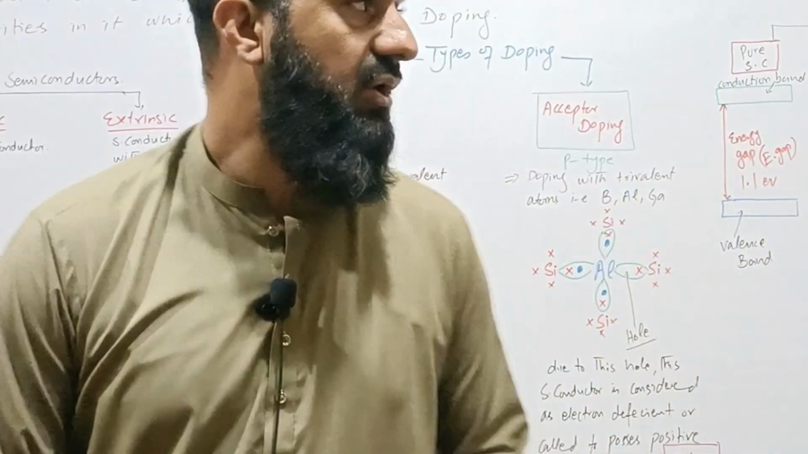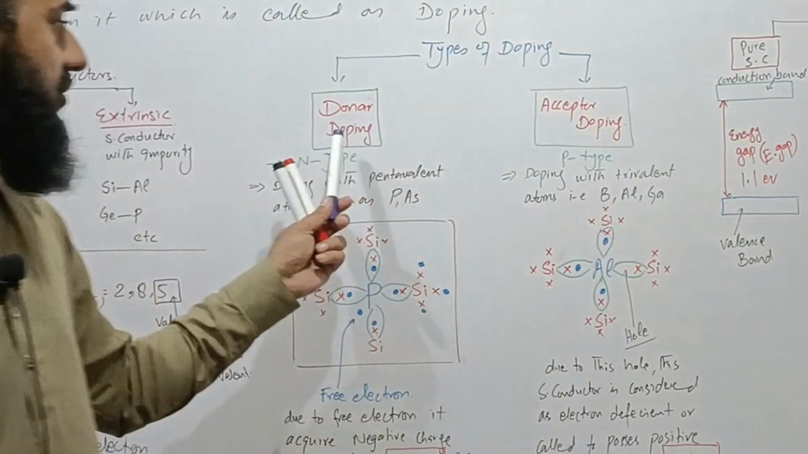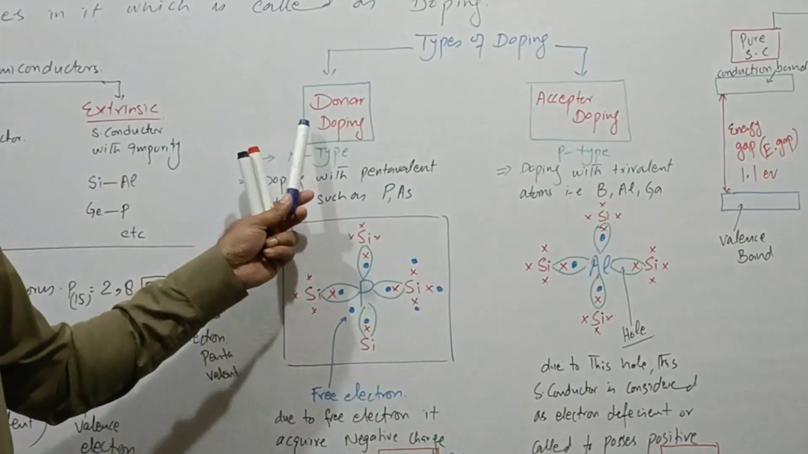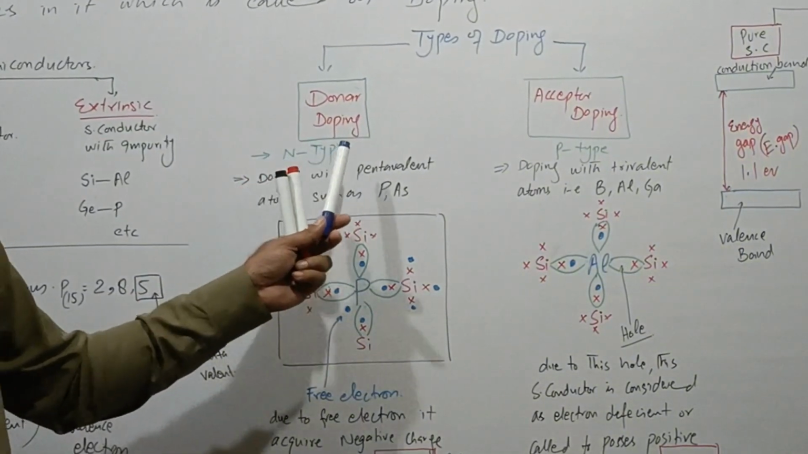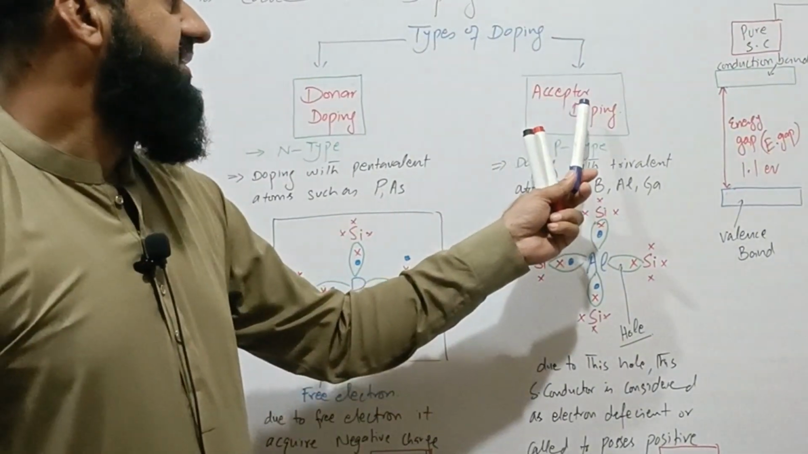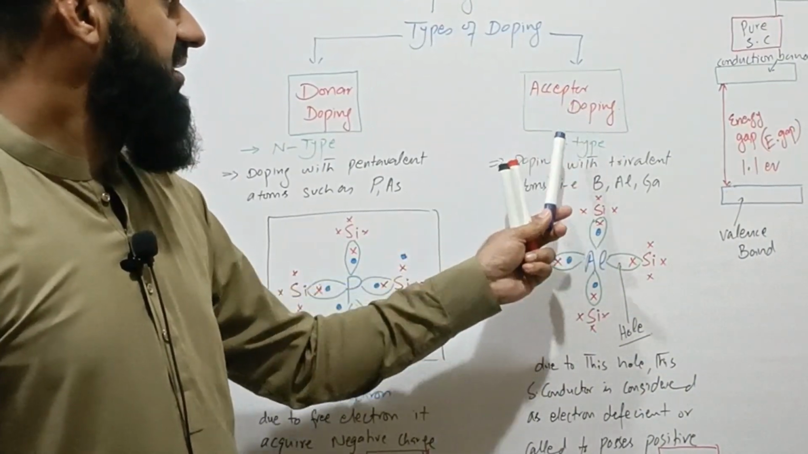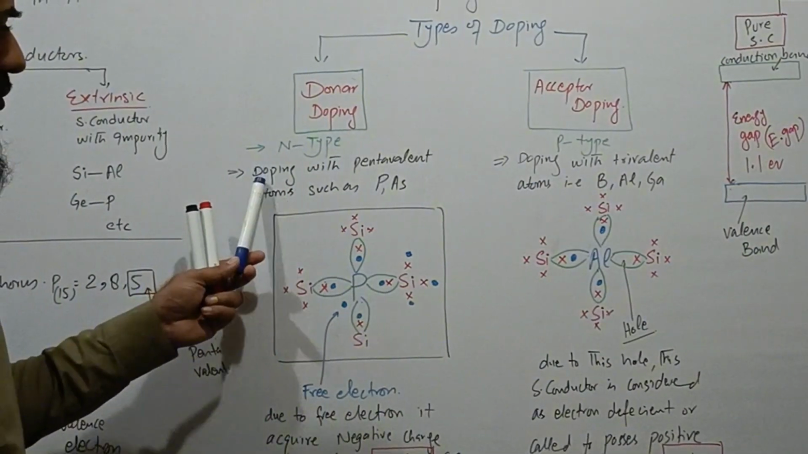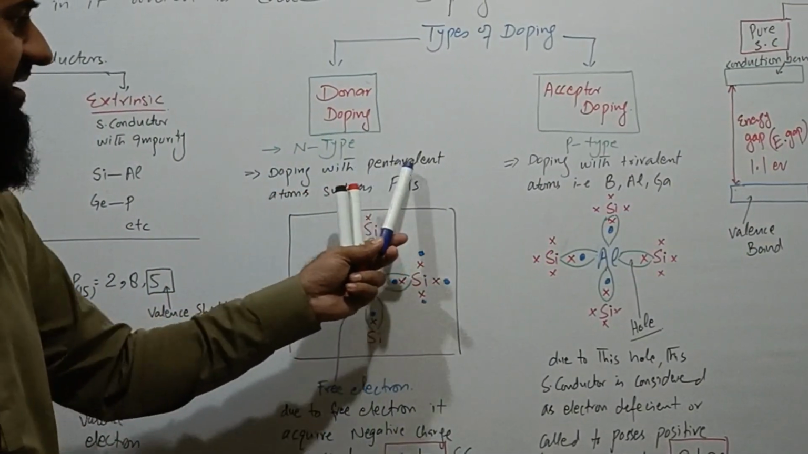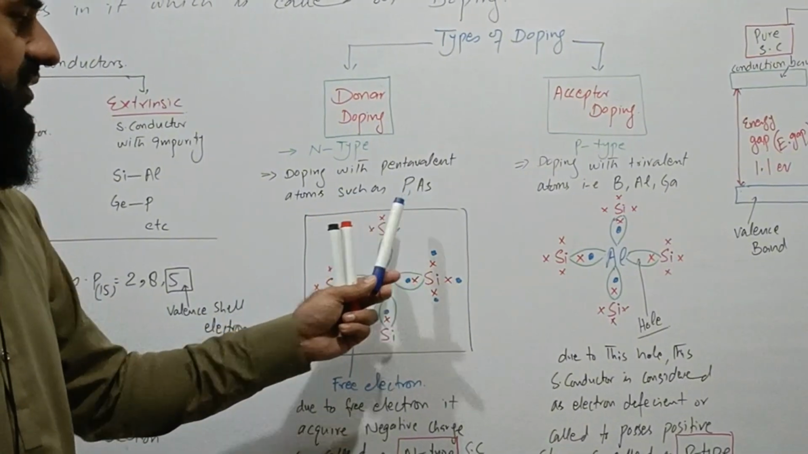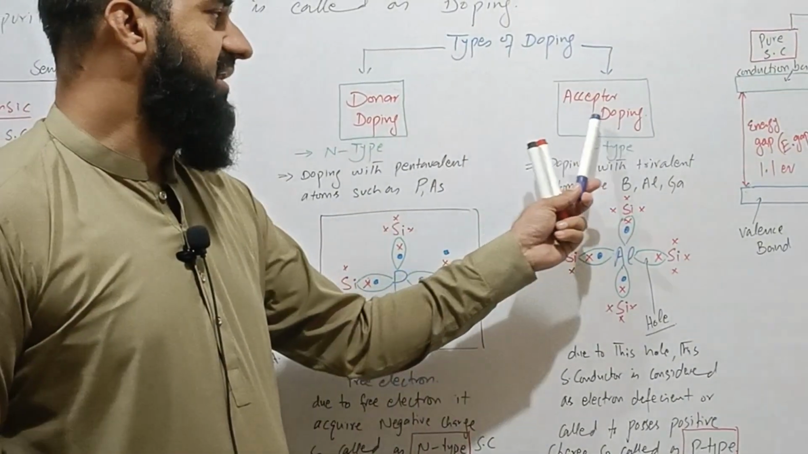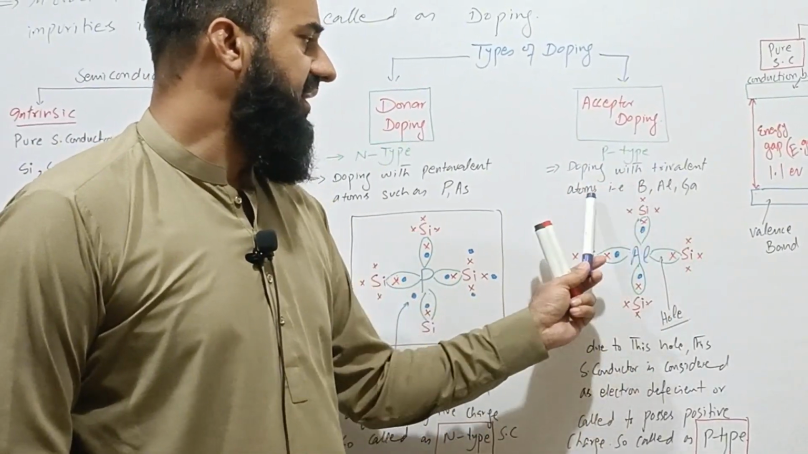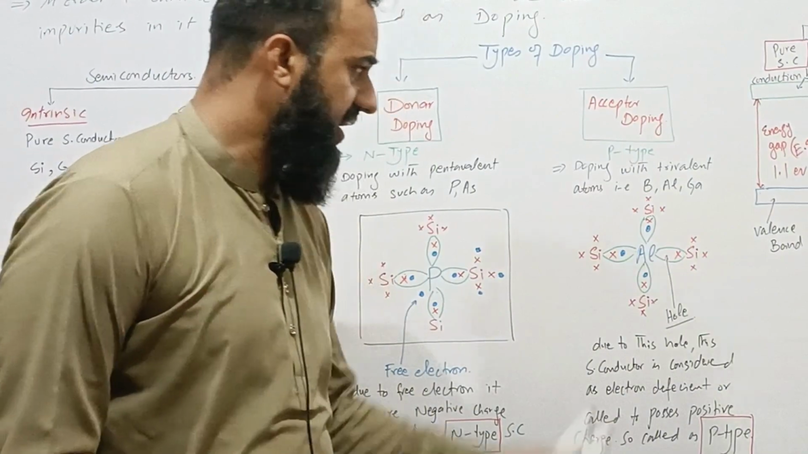There are two types of doping: donor doping and acceptor doping. As a result of donor doping, we obtain N-type silicon, and with acceptor doping, we get P-type. So what are donor and acceptor doping? Donor doping is doping of a semiconductor with a pentavalent atom such as phosphorus or arsenic. And acceptor doping is doping of a semiconductor with a trivalent atom, for example boron or aluminium.